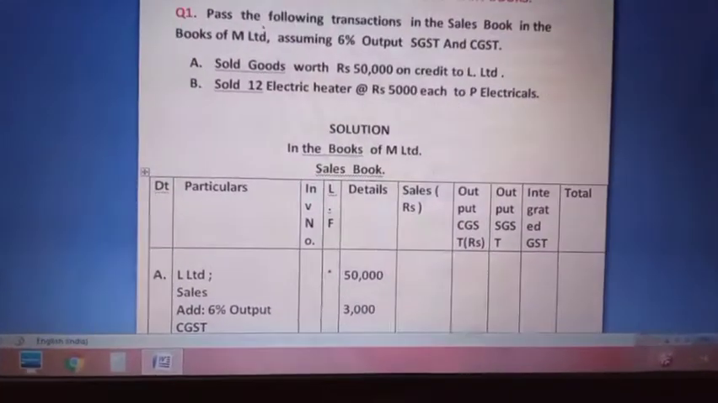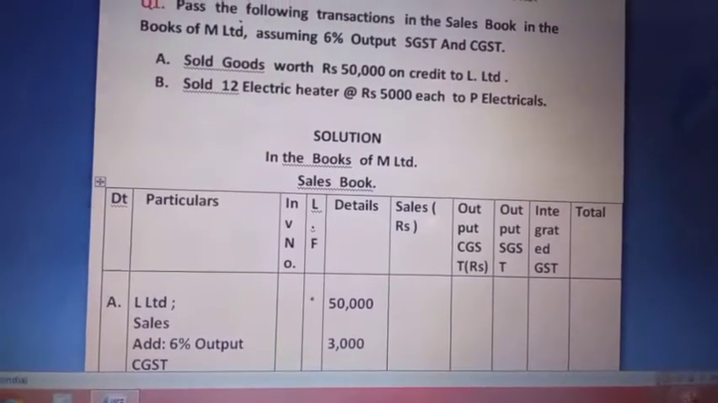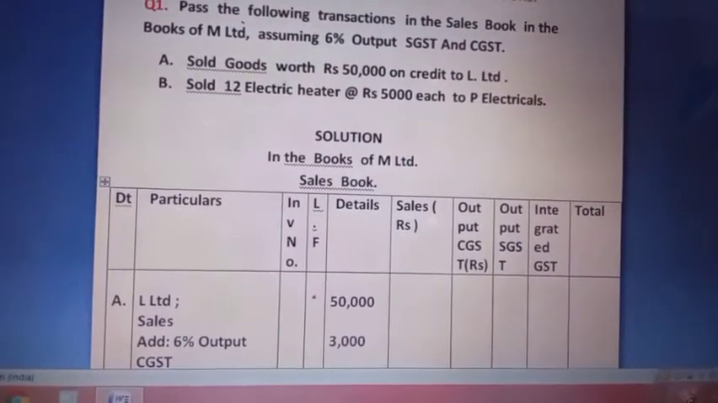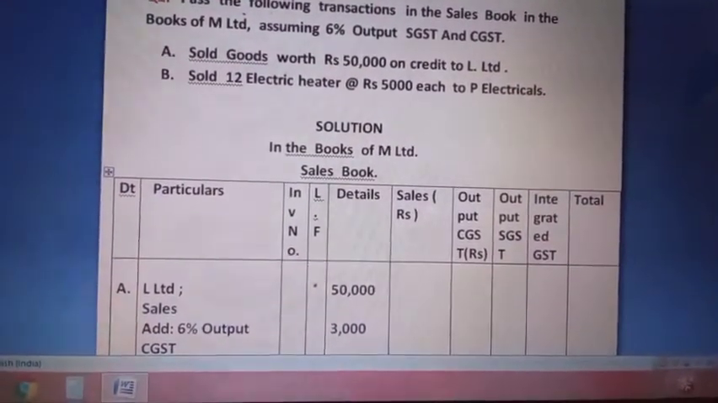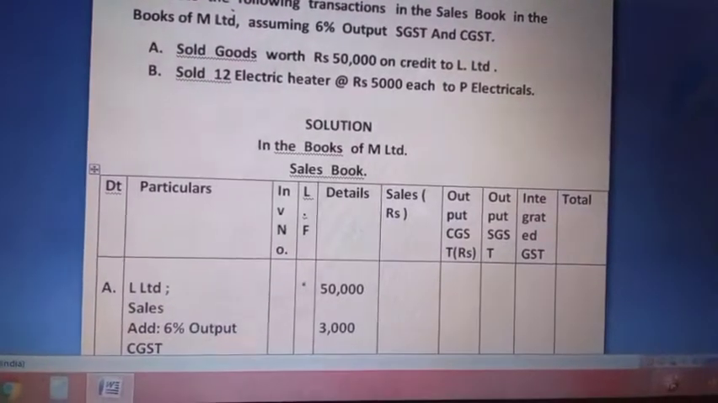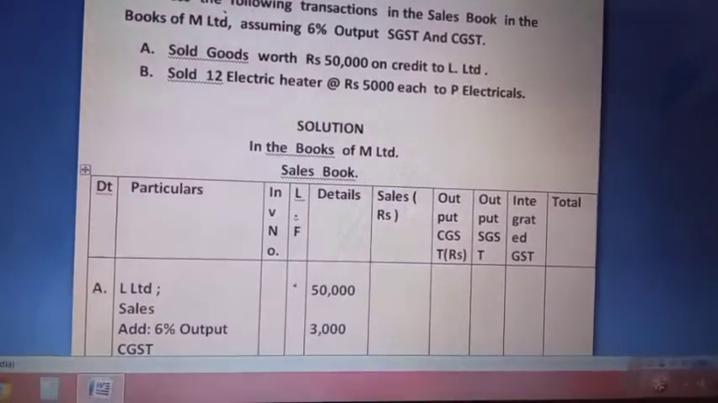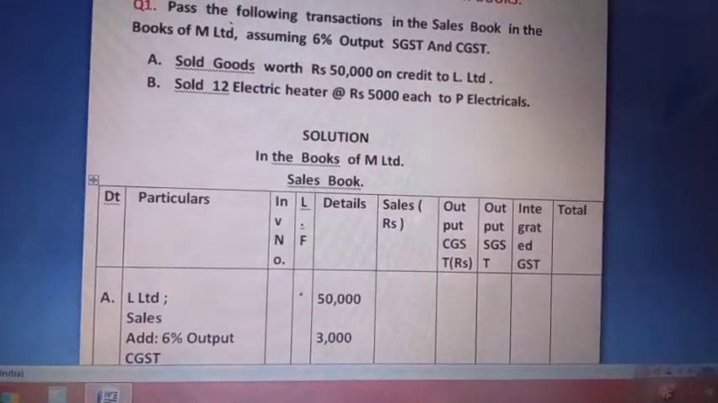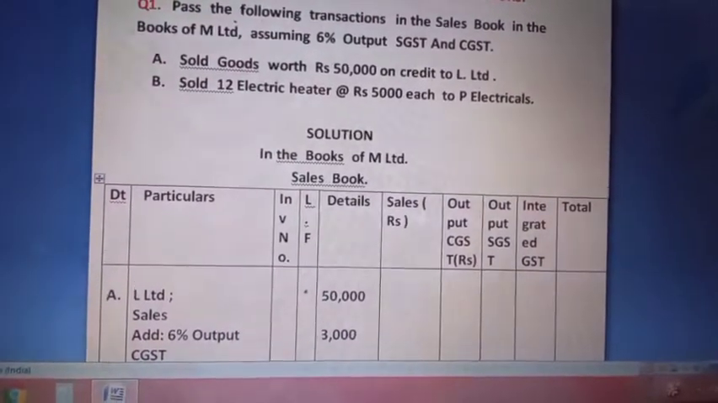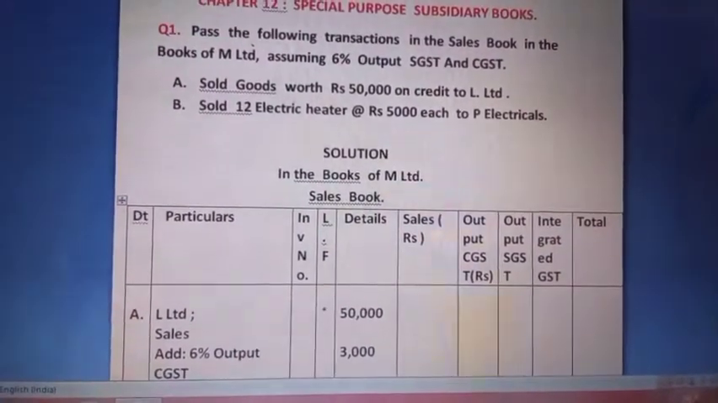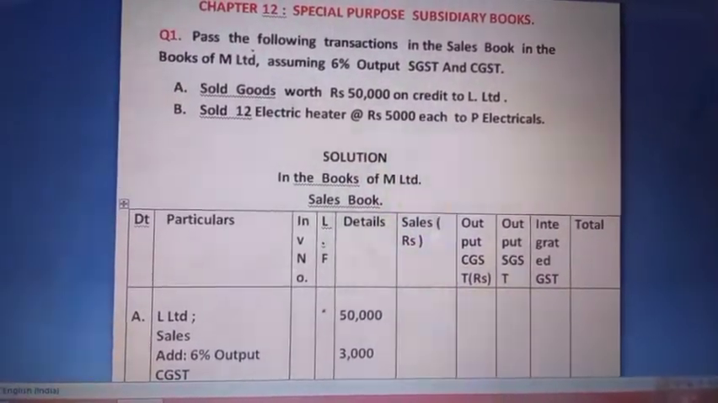If we come to the format of the sales book in the books of M Limited, then we have date, particulars, invoice number, LF, ledger folio, details, sales in rupees, output CGST, output SGST, integrated GST, and then total. The format and the calculations remain the same as purchase book. The first transaction is sold goods worth rupees 50,000 on credit to L Limited.